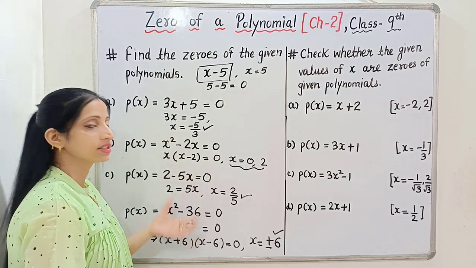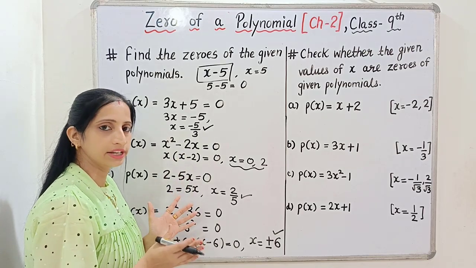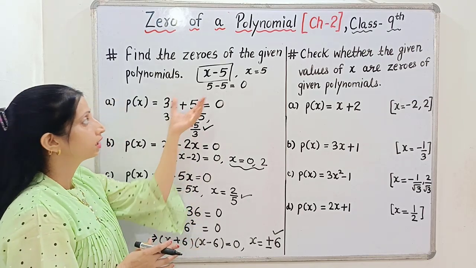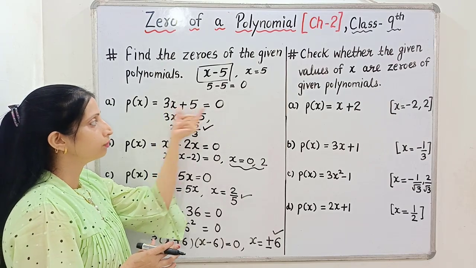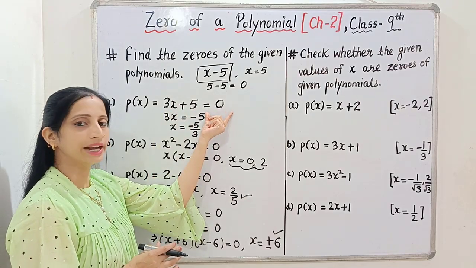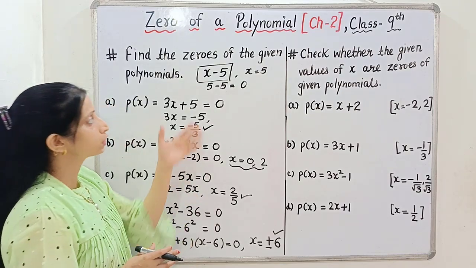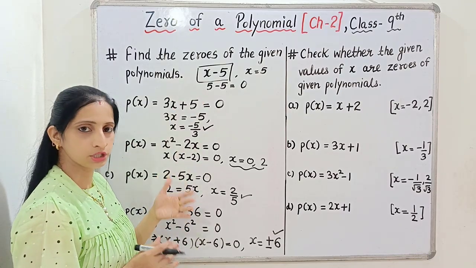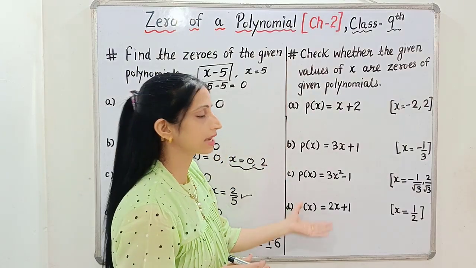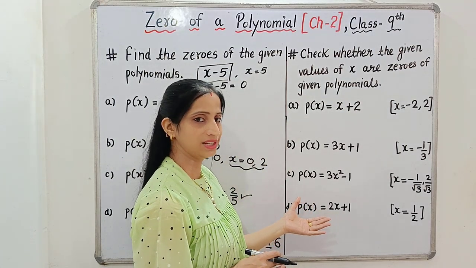So once again, the value of the variable for which the value of the given polynomial becomes 0, that is known as zero of the polynomial. Now this was the first type of question which comes from this topic. Now these are the second type of question which comes from this topic.